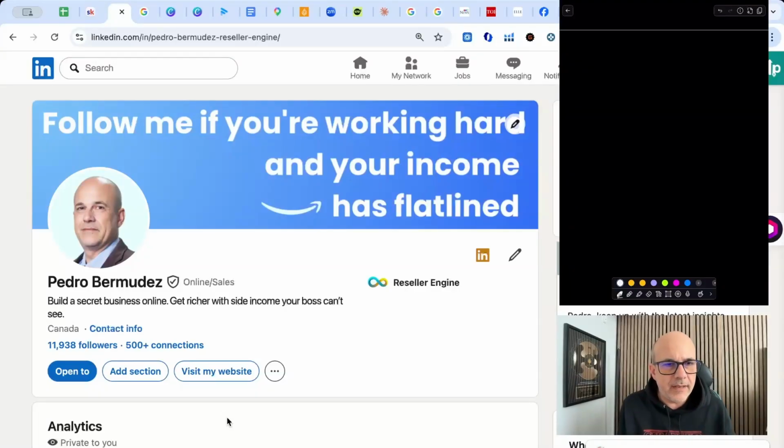How do we know if our headline and our banner are being effective? It's really simple. We want to measure our ability to convert impressions to profile views to follows. And if you can do that, you're going to know whether or not you're doing a good job, or if you need to change something. Let's figure out your stats.